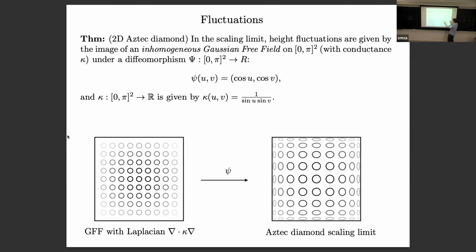So the conformal structure is degenerating near the boundary, and also the Gaussian free field is getting stiffer near the boundary. So this is a Gaussian free field where the stiffness is going to 0 here. The variance is going to 0 near the boundary. As the conductance goes up, the stiffness gets stronger, stiffer. The stiffness gets higher.